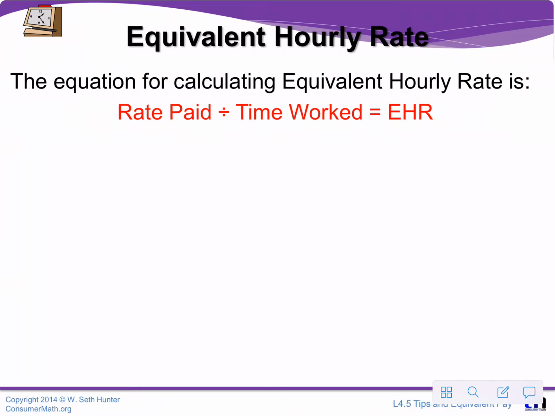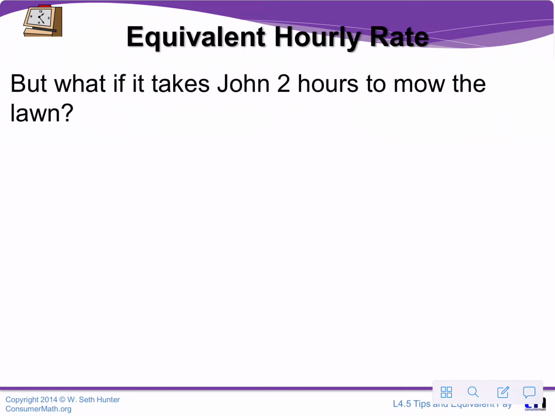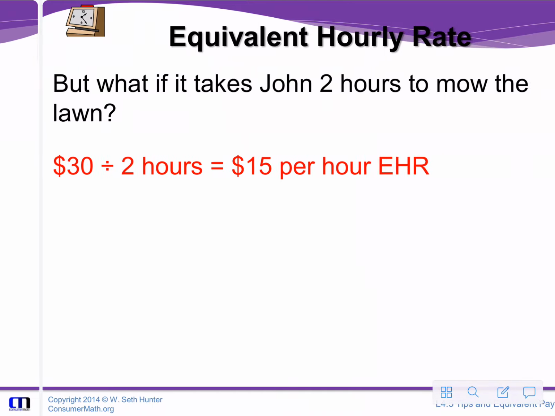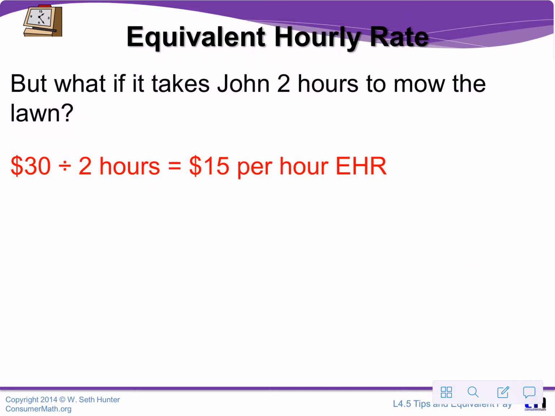The equation for calculating equivalent hourly rate is rate paid divided by the time worked. But what if it takes John 2 hours to mow the lawn? Then it's 30 divided by 2, which would be $15 per hour. This is the equivalent hourly rate.